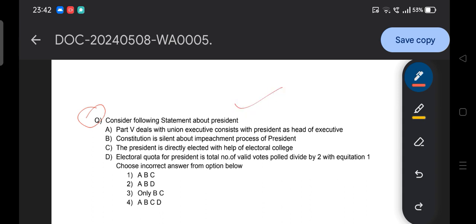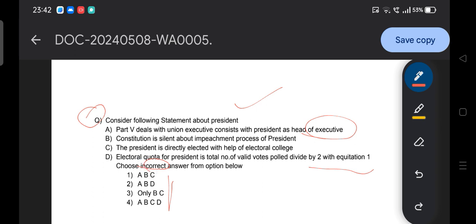Option A, Part 5 deals with the Union executive, which consists of the President as head of the executive. Option B, the Constitution is silent about the impeachment process of the President. Option C, the President is directly elected with the help of an electoral college. Option D, the electoral quota for the President is the total number of valid votes polled divided by 2, plus 1. Choose the incorrect answer from the options given below. You need to find what is incorrect about the President.